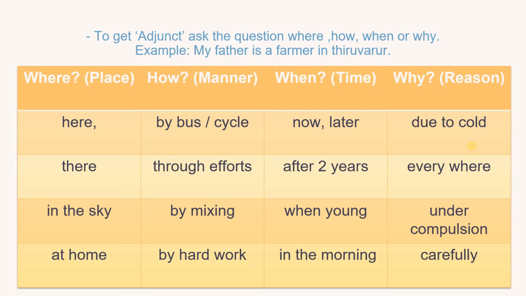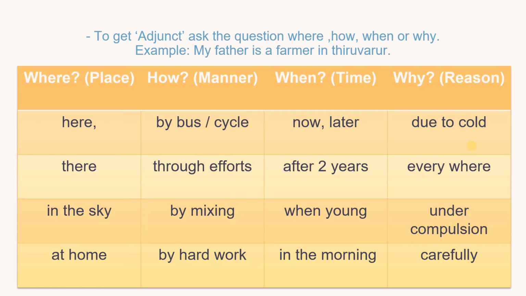My father is a farmer in Thiruvarur. This Thiruvarur, it's a place, that is adjunct. Here, there, in the sky, at home, at the school. So whenever you use the place, that is adjunct. By bus, cycle, through efforts, by mixing, by hard work.